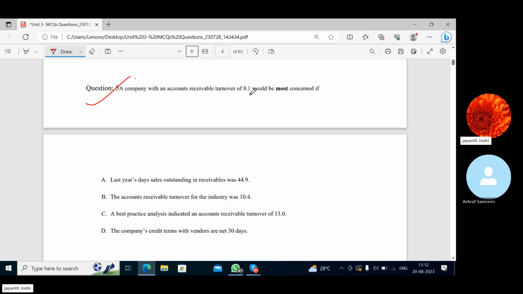See, a company with an account receivable turnover of this much. The formula for account receivable turnover is net credit sales divided by average receivables. So 8.1. If it is 8.1, this is the ratio. Let's now go for the next point. If last year's days sales outstanding in receivables was this, that means 365 by 8.1. What is that? Can you tell me?